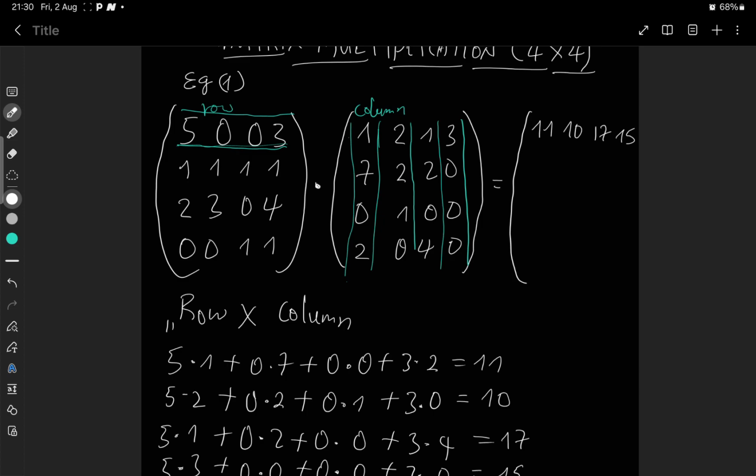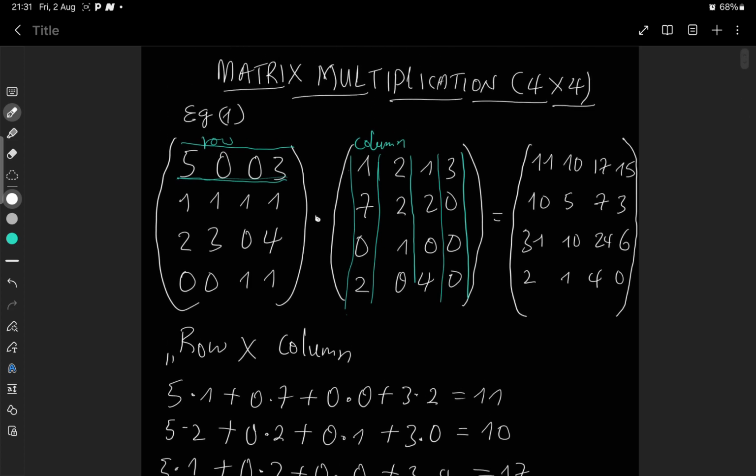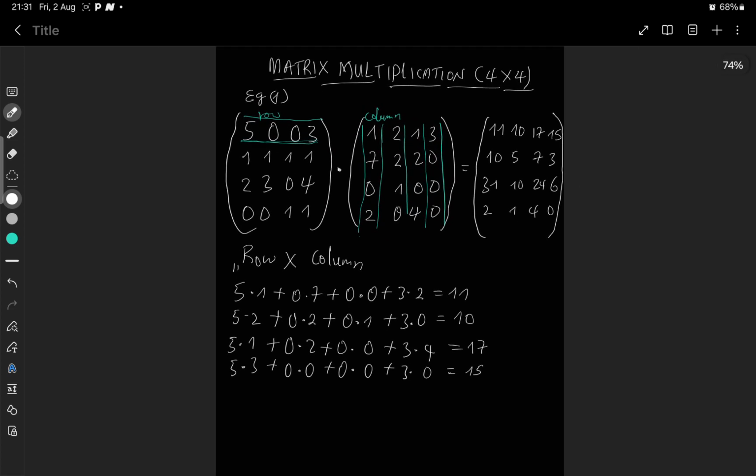So let's run the same multiplication, for saving of time, let me just quickly do it. As you can see, I've quickly solved the whole thing, but this is the step-by-step process by which one can do a matrix multiplication, that is, a 4 by 4 matrix.